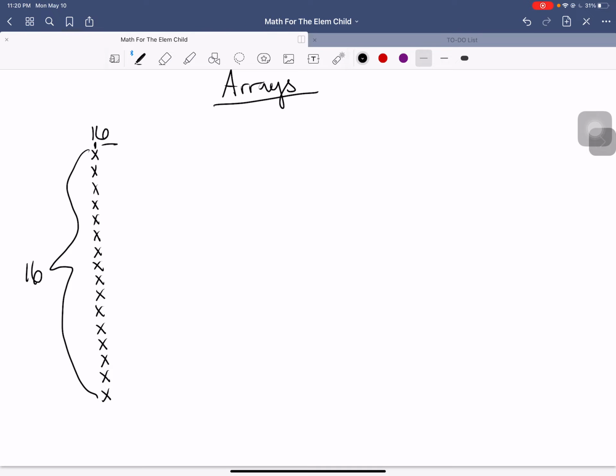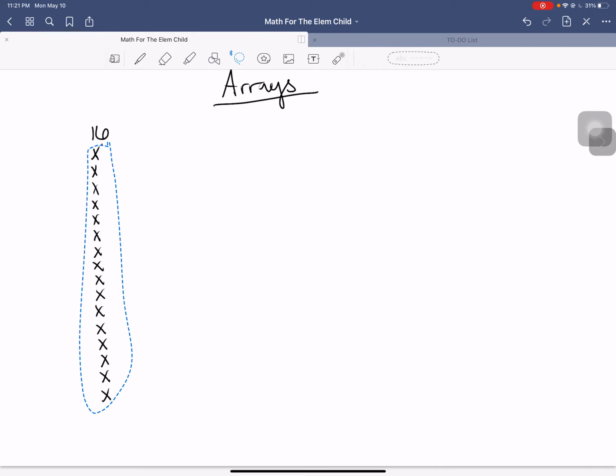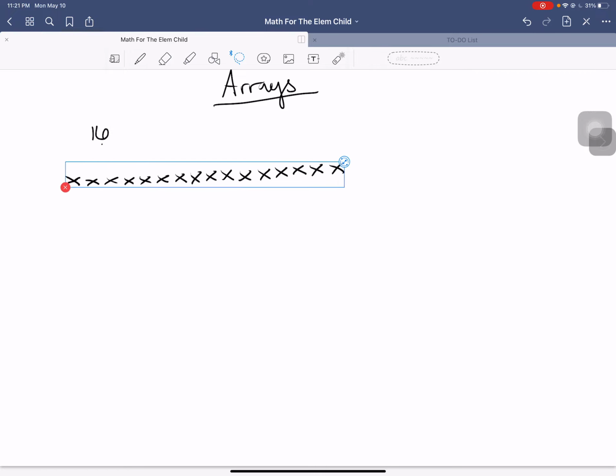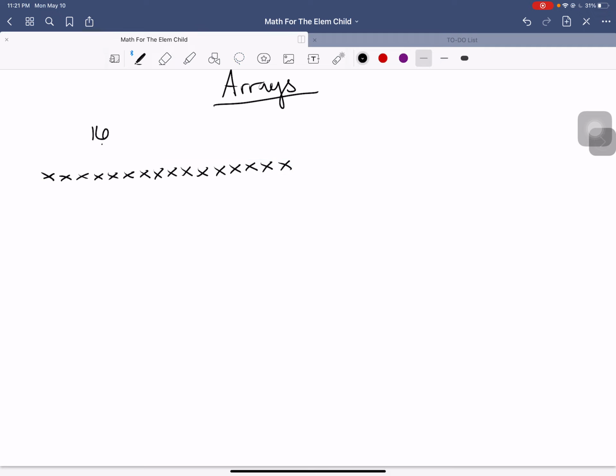And then here is one column of 16. And we can also, if we're feeling funky, we can flip it. We can flip this and it'll make one row of 16.